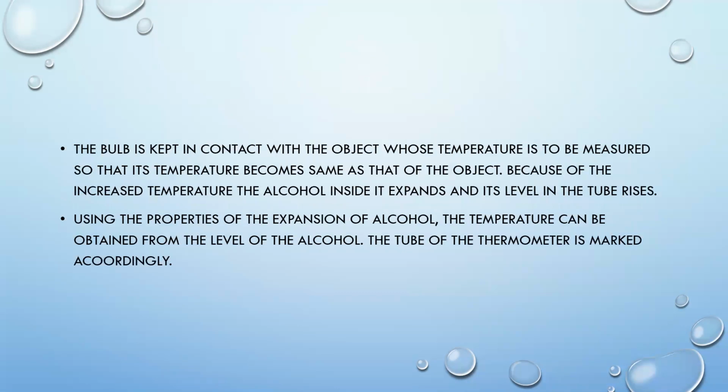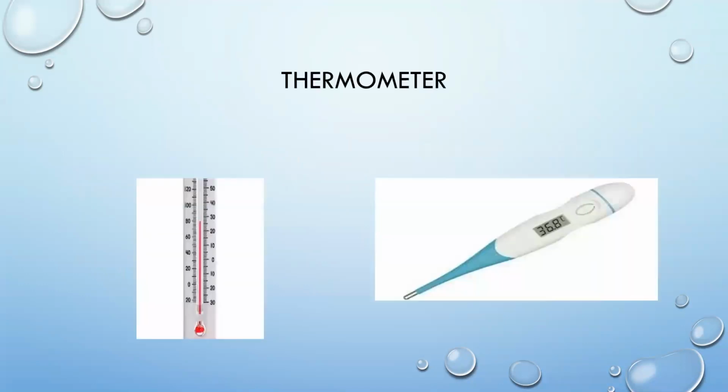The bulb is kept in contact with the object whose temperature is to be measured so that its temperature becomes same as that of the object. Because of the increased temperature, the alcohol inside it expands and its level in the tube rises. Using the properties of the expansion of alcohol, the temperature can be obtained from the level of the alcohol. The tube of the thermometer is marked accordingly.